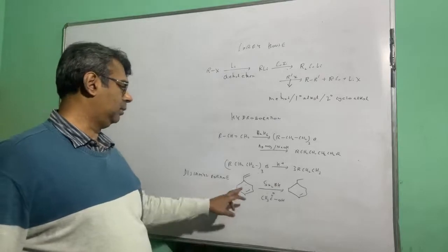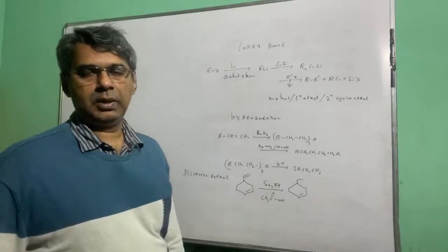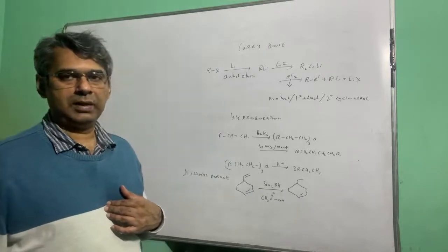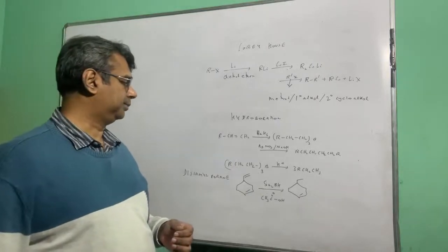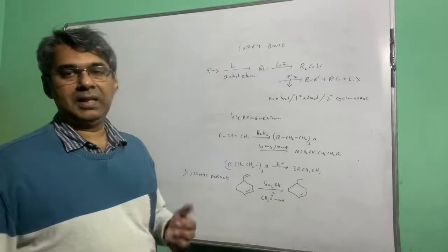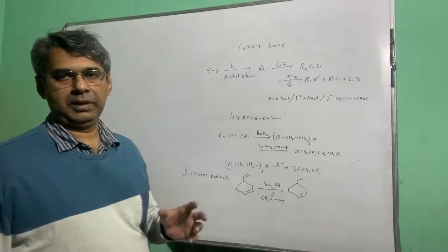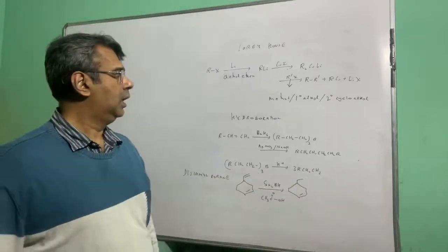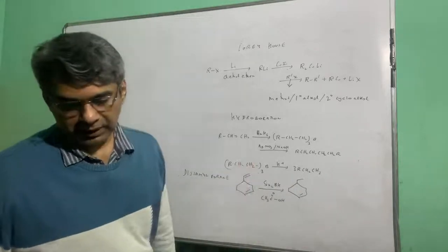Dicyamyl borane is a sterically hindered borane. It's a very large borane, and it is used to selectively reduce the less substituted double bond in a particular diene. Out of the two, only the less substituted one is reduced. So that completes the methods of preparation of alkanes.